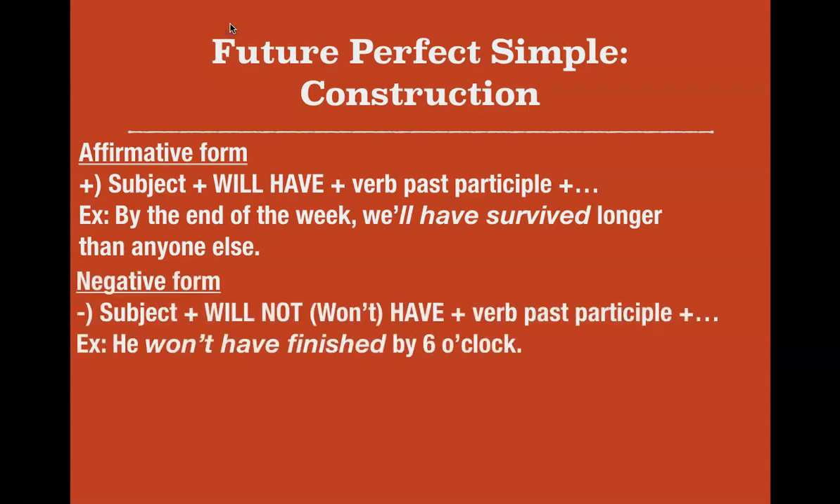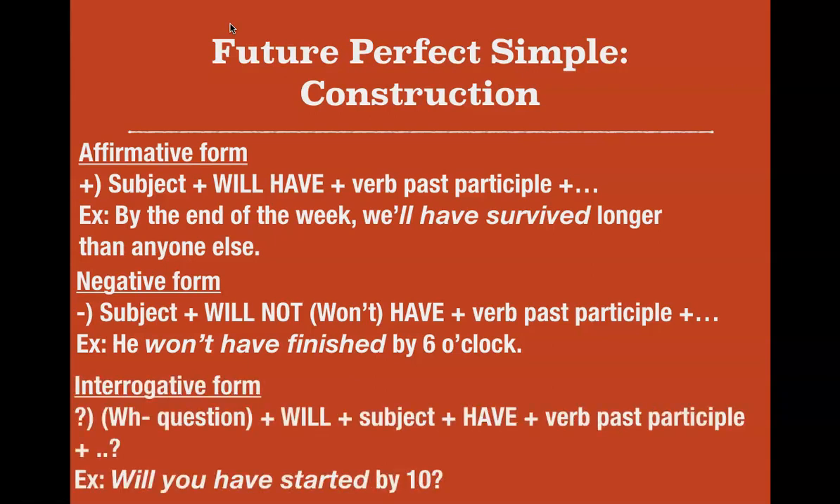In a negative form, we just have to add not after will. So the example is, he won't have finished by 6 o'clock. And in the interrogative form, if we need it, we have the who question in the first place, then will, then the subject, then have, and the verb in the past participle form. Will you have started by 10?